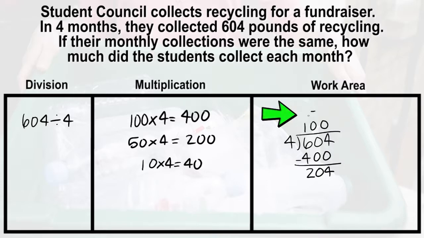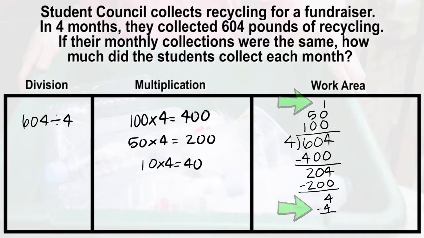Write 50 as the partial quotient on top of the previous partial quotient of 100 and put the partial product 200 under 204. Next, 204 subtract 200 equals 4. Since the divisor is 4, we know that we need a partial quotient of 1. Write 1 on top of the other partial quotients and write 4 under the other 4. 4 minus 4 equals 0. There is no remainder. Now we need to sum the partial quotients. 100 plus 50 plus 1 equals 151. Student Council collected 151 pounds each month.